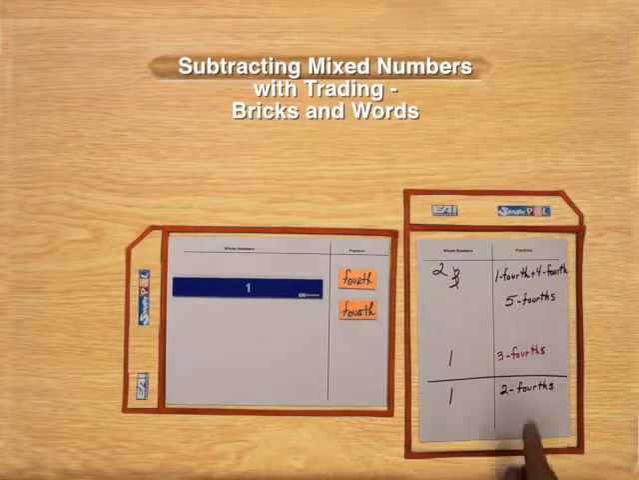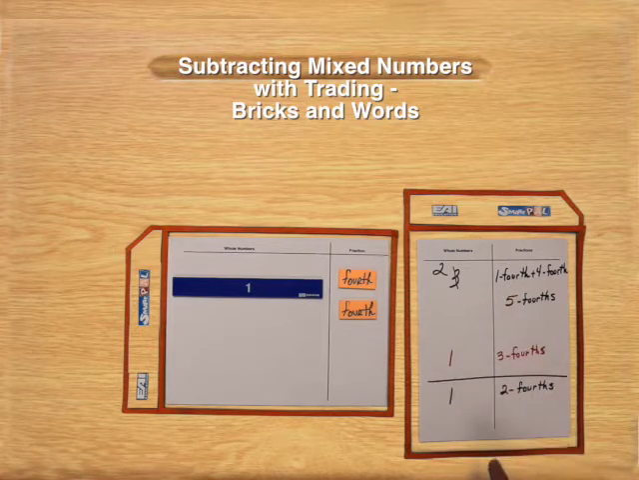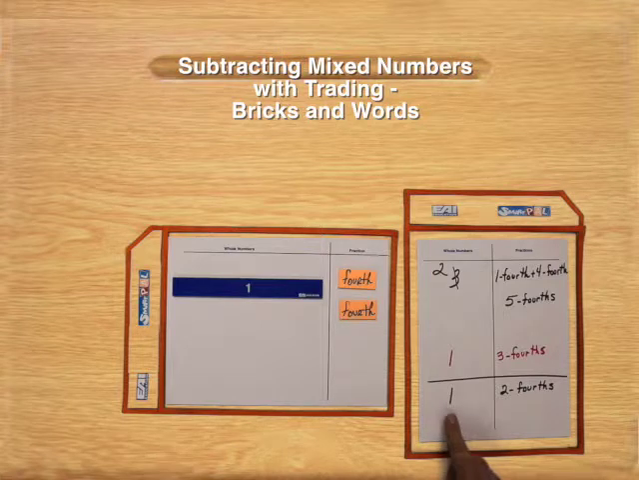So when you subtract 3 and 1/4 minus 1 and 3/4, the answer is 1 and 2/4. And the reason we can do that is we traded in one of our 1s for 4/4.